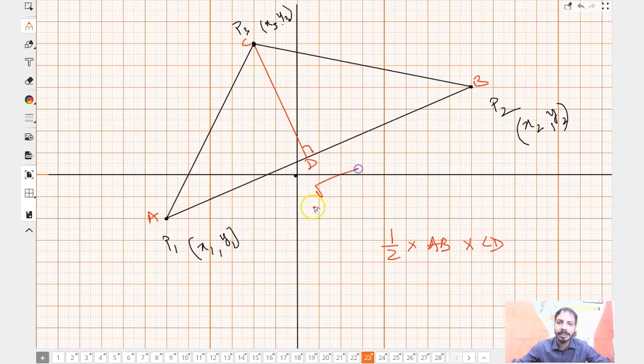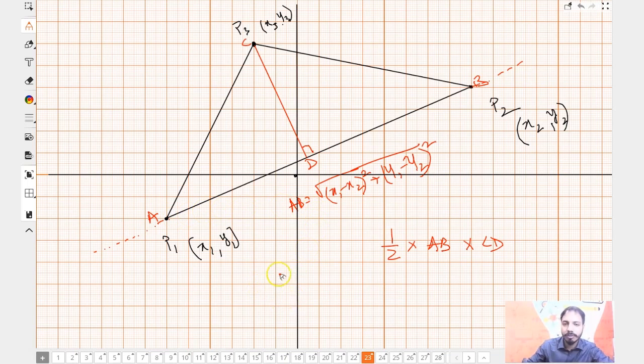That means this distance AB will be the square root of (x1 minus x2) whole square plus (y1 minus y2) whole square. So from this you can easily find this distance. But how will you find the other one? If you can find it, you can find the area. For that, there is one technique. If you can find the equation of the line passing through these points, then you can find it.